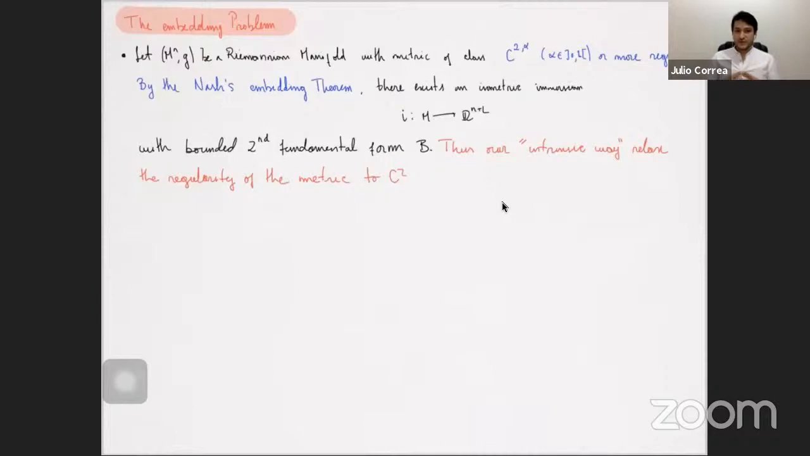And this is why, if you consider a Riemannian manifold with metric of class C2,alpha for every alpha greater than 0 and less than 1, or more regular, you know from the Nash embedding theorem that there exists an isometric immersion, and that isometric immersion has bounded second fundamental form. So you can apply the old theory to this, but we can relax this C2,alpha metric. And this is important when you work in geometric analysis on problems with variable metrics, because you want the metric to be as less regular as possible, right?